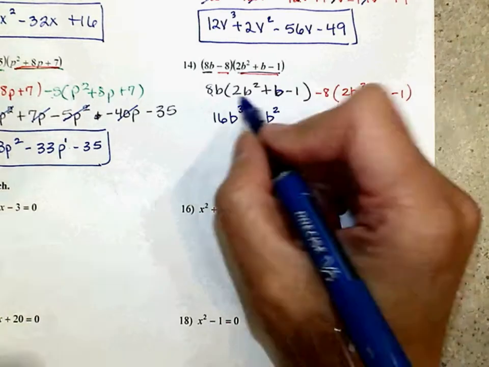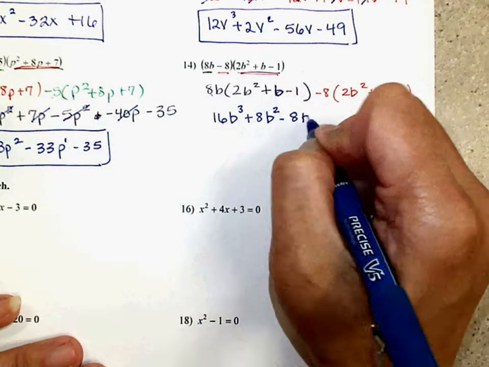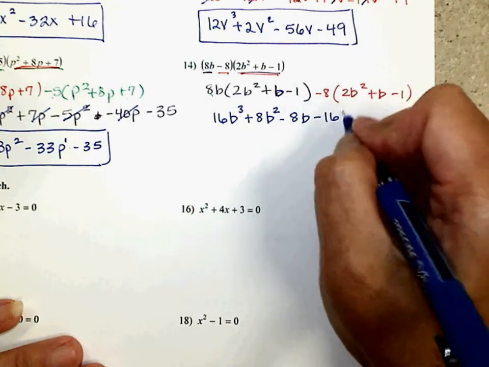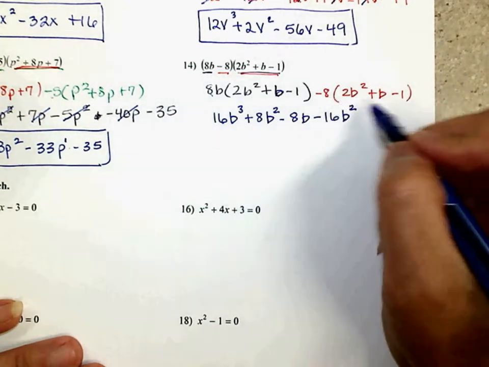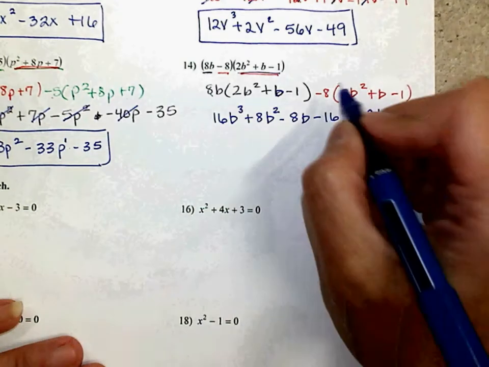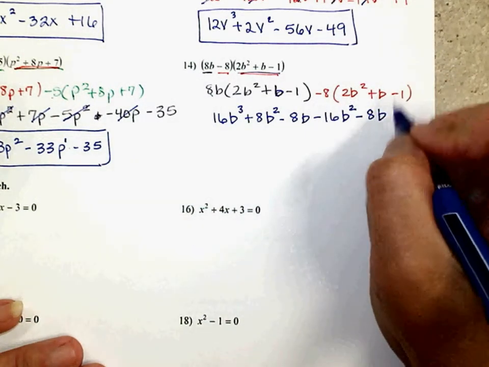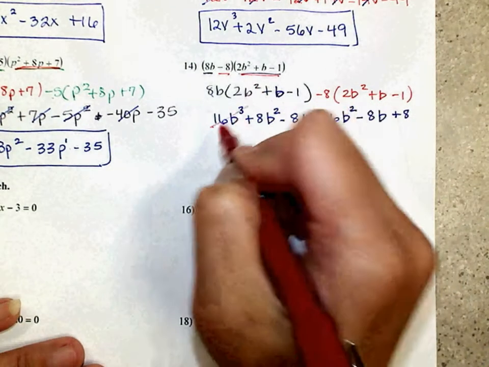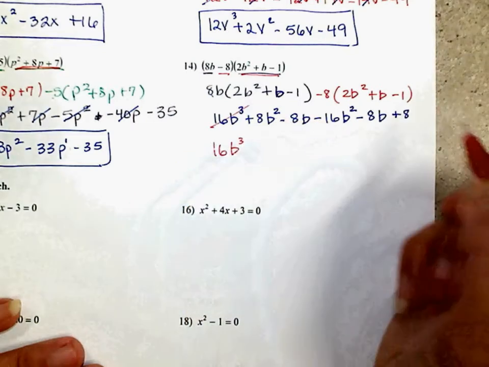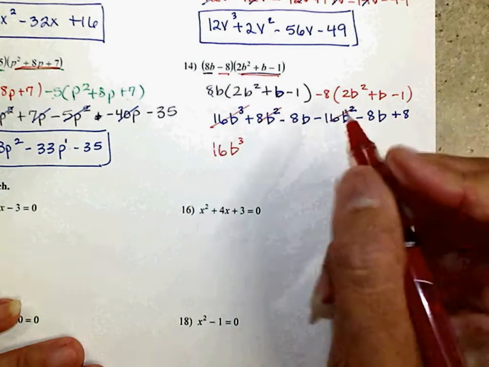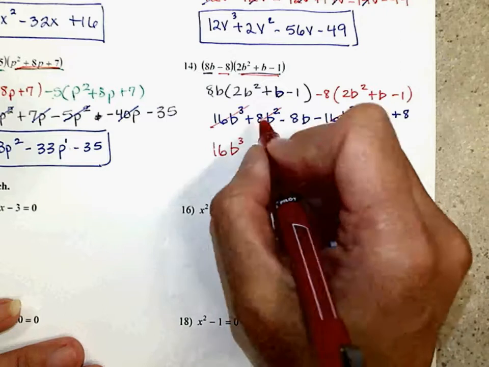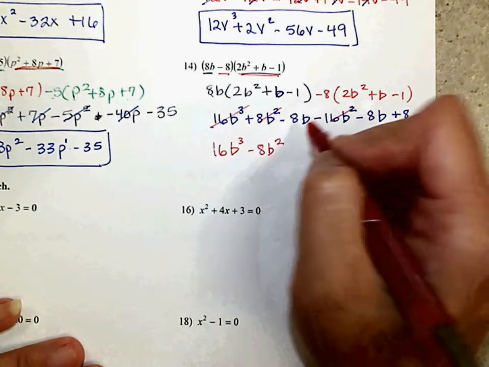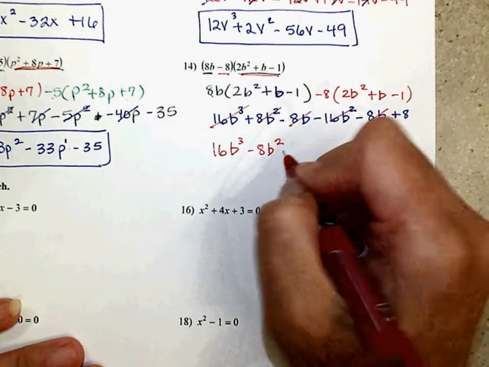Okay. 8b times negative 1 is negative 8b. Negative 8 times 2b squared is minus 16b squared. Negative 8 times b is negative 8b. Negative 8 times negative 1 is positive 8. Combine your like terms. I see this one by itself. 8b squared minus 16b squared is negative 8b squared. Negative 8b minus 8b is negative 16b, plus 8.